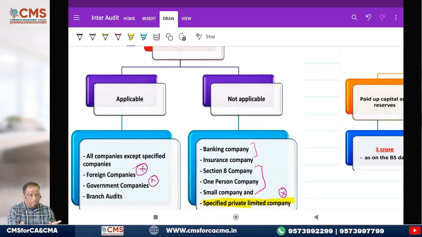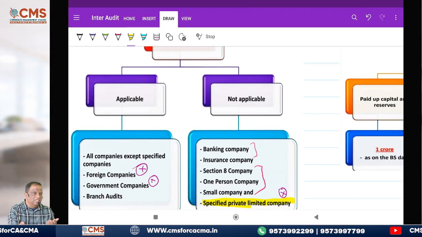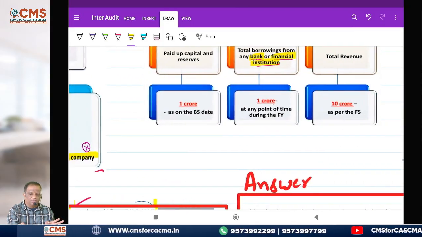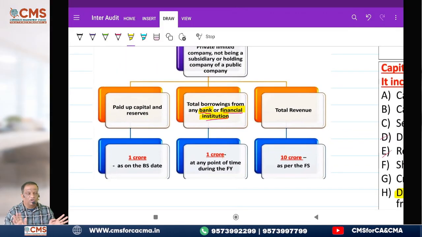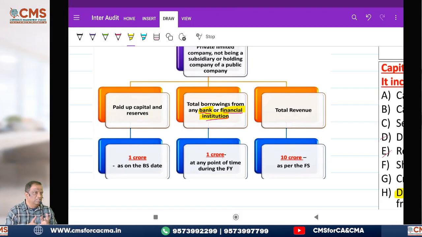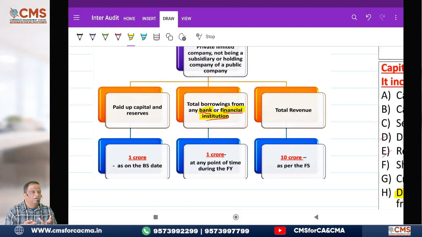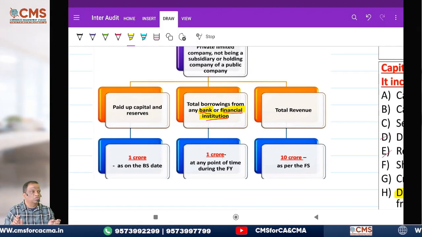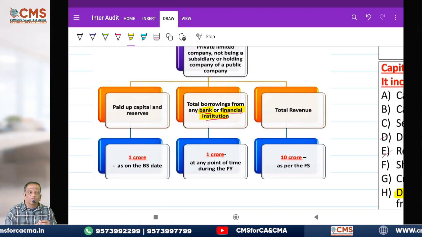Banking, insurance, Section 8, OPC, small company, and specified private limited. Now in this specified private limited, point 1 is it should not be a subsidiary or holding of any public company. And then 3 parameters: paid up capital and share capital, borrowings from banks or financials, and total revenue. What are the amounts, threshold limits? 1 crore, 1 crore, and 10 crore.